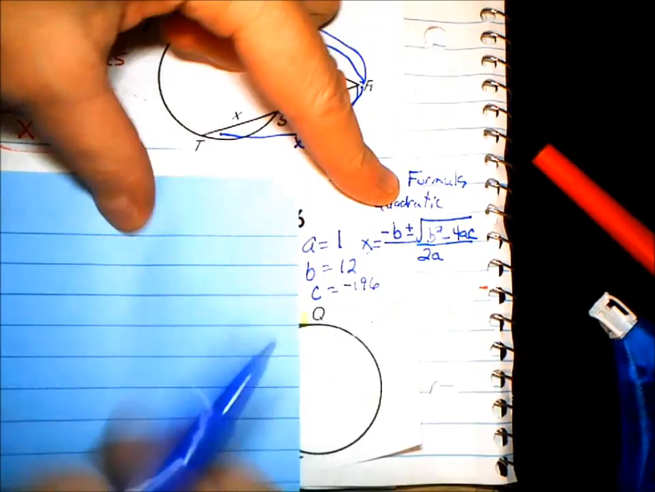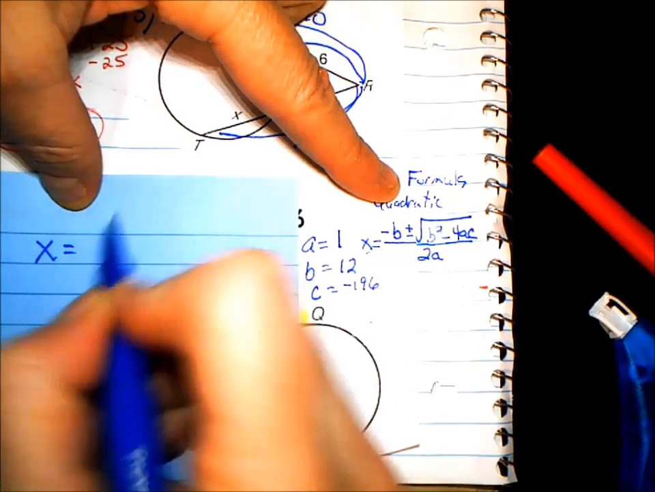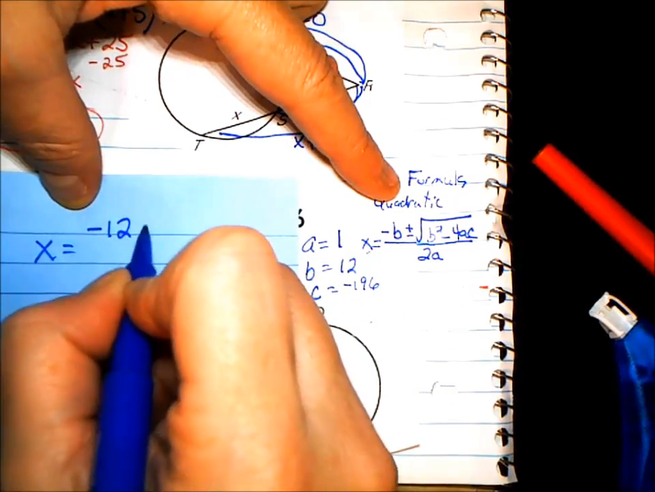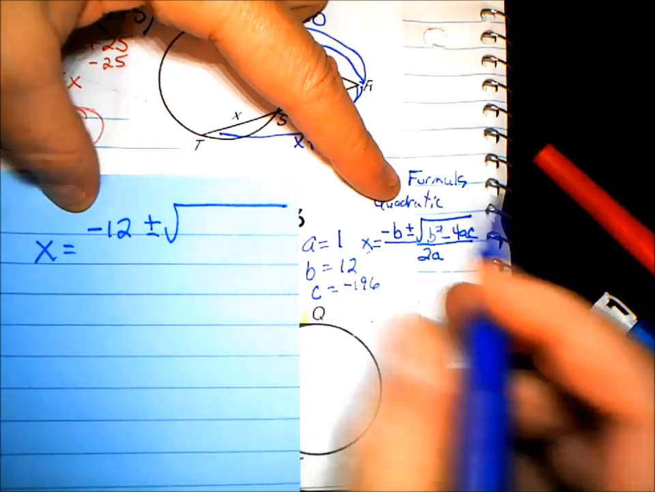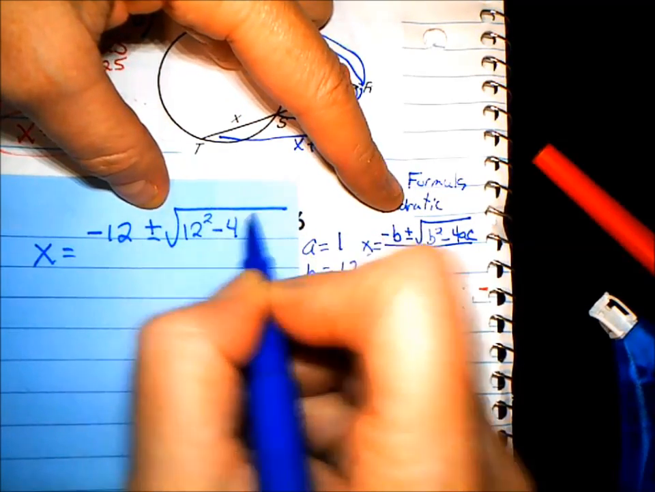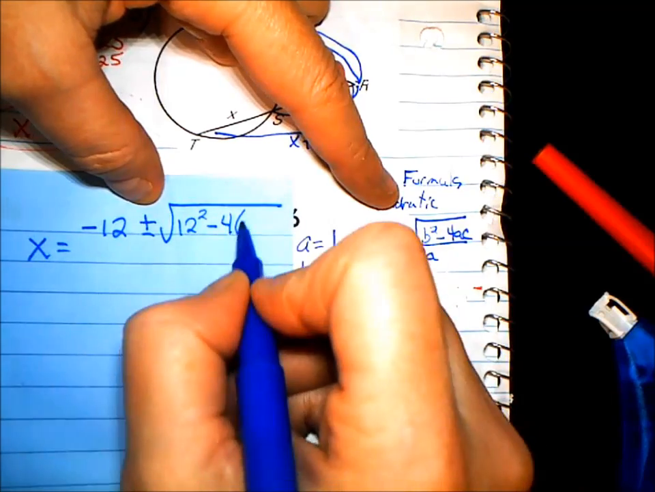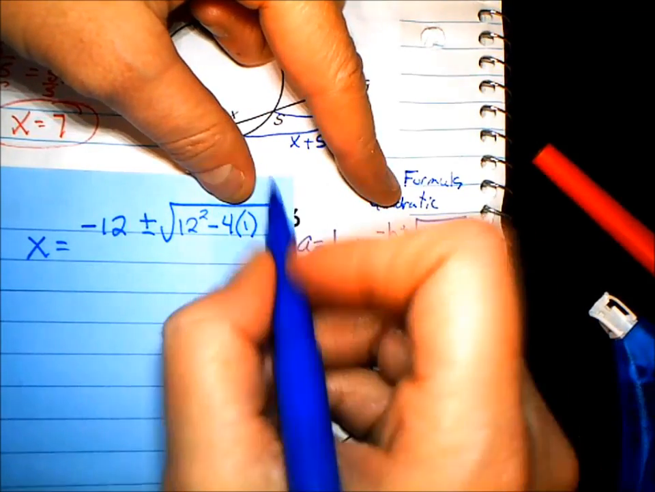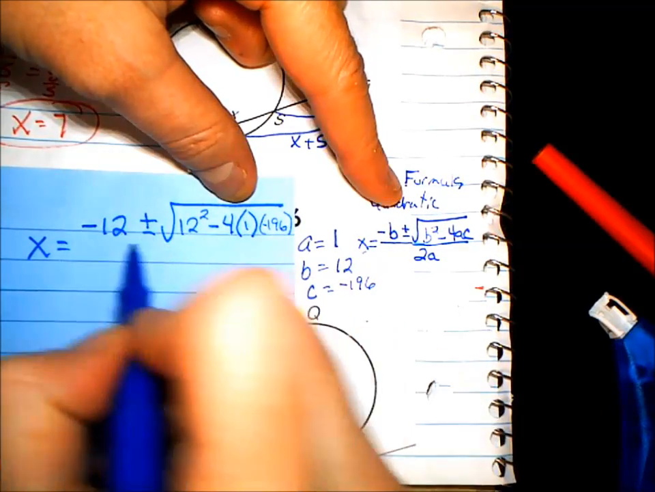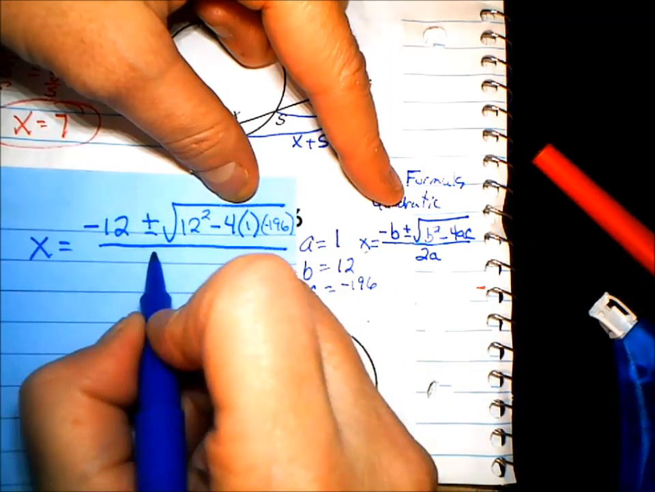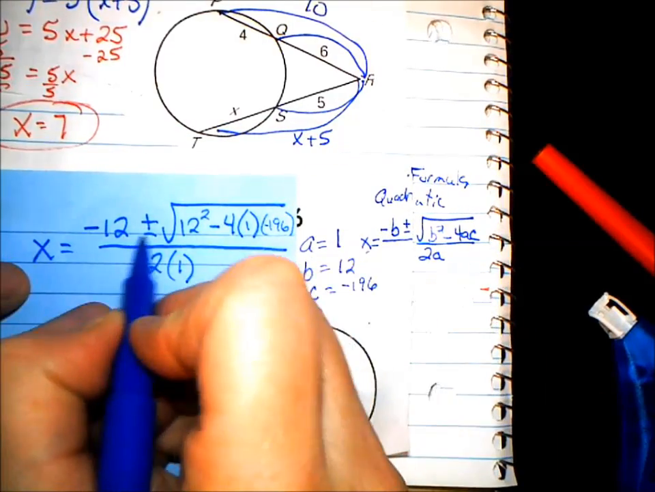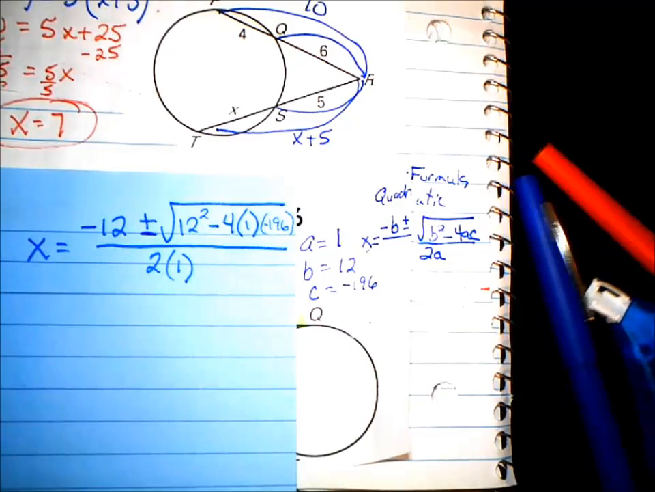Okay. So this has an x equals, and this has a negative b. So b is 12, so that means negative 12 plus or minus, and then I have this square root, and it wants the b squared, so that's going to be 12 squared minus 4 times the a value, which is 1, and then I have to multiply it times the c, which is negative 196. And I'm going to divide it all by 2 times a, which is 1. Now, I'm first going to place it in my calculator with a plus sign.